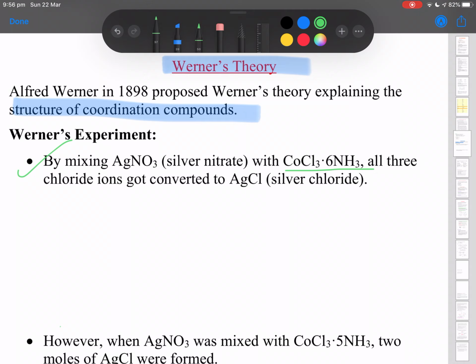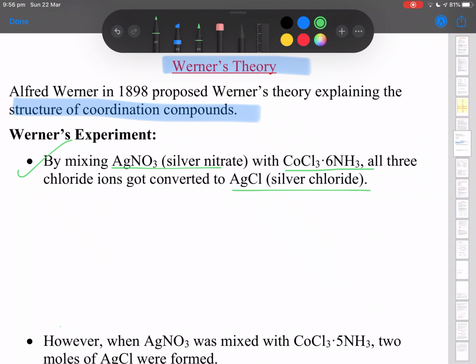So what he did, he took this compound and allowed it to react with AgNO3. When silver nitrate solution reacts with any compound which contains chloride ion, we are very well aware that the precipitation of AgCl is observed, and this AgCl precipitate is white in color. Now, how many ions got precipitated out? I'm talking about the chloride ions from the complex.